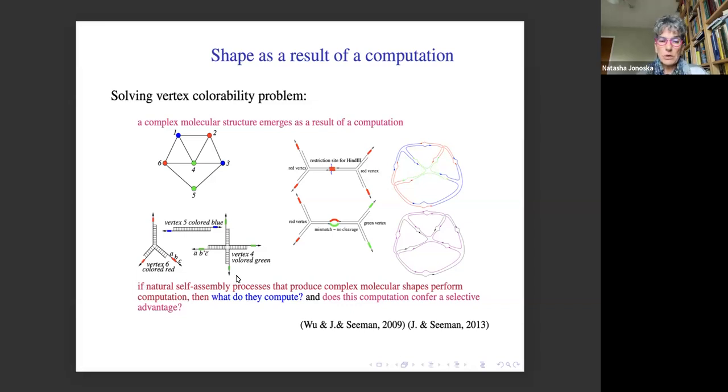So there's a big question that arose from this. If natural self-assembly processes that produce the complex molecular shapes we have in life, in biology, perform computation, what do they compute? Can we actually understand the problem that they're solving by attaining these complex structures? Because this is a very complex molecular structure that we obtained at the end. And does this computation confer a selective advantage in evolution?